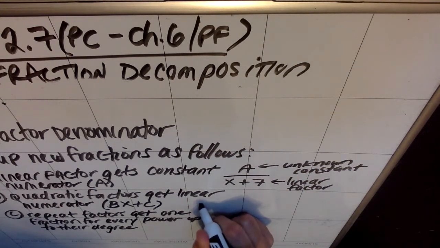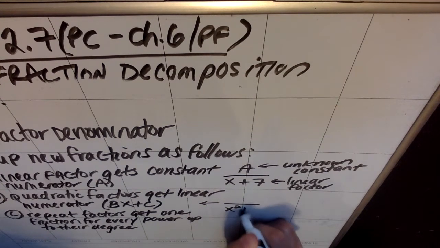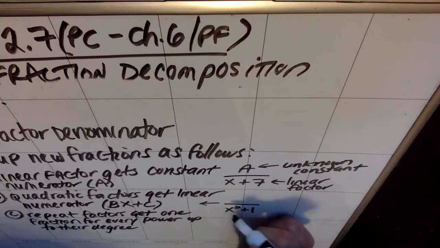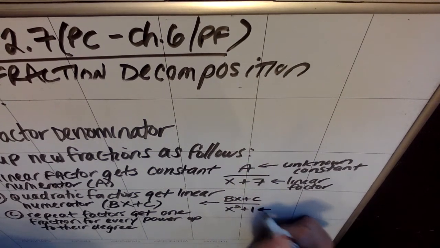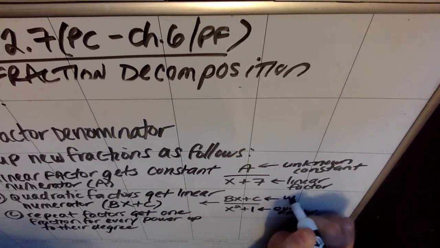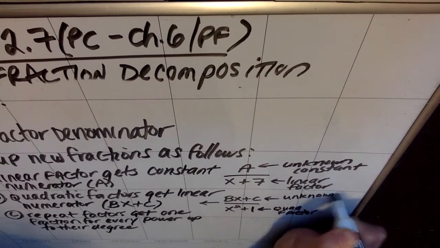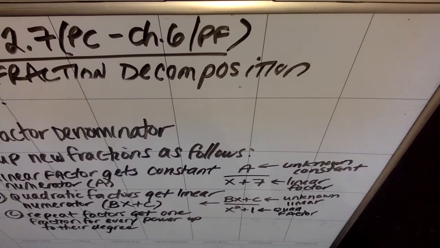Quadratic factors get linear numerators. So for example, if I had as a factor x squared plus 1, which is a quadratic that doesn't factor, then the top would have to be something like bx plus c. So again, this is a quadratic factor, right? And then I have to make an unknown linear numerator, bx plus c, okay?